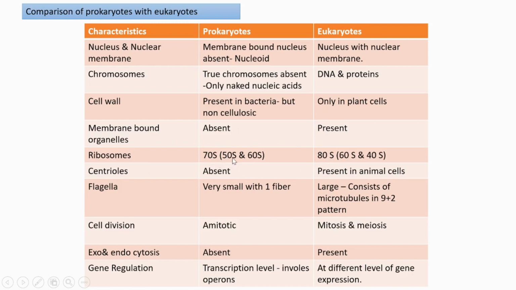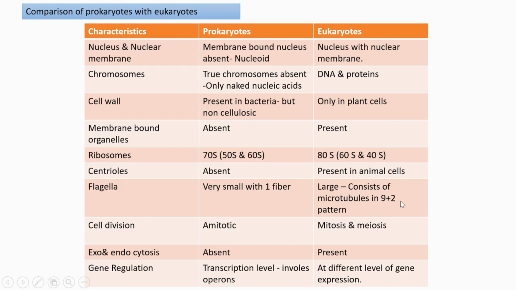Ribosome, in the case of prokaryote, is 70 S. In the case of eukaryote, it is 80 S. And subunits are of 50 S and 30 S in the case of prokaryotes. In the case of eukaryotes, the subunits are 60 S and 40 S. Centrioles are totally absent in prokaryotes, but in eukaryotes they are present in animal cells, not in plant cells. Flagella: in prokaryotes, very small flagella are present, composed of one fiber.